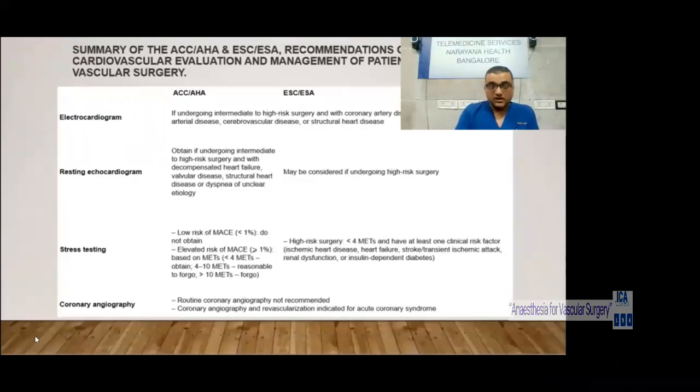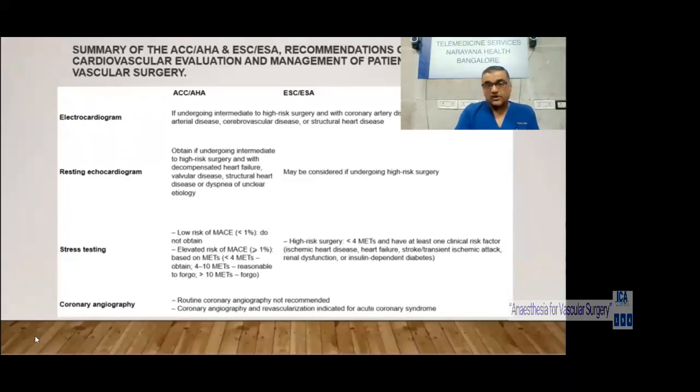For stress testing, the American Society has said that if there is a low risk of MACE, less than 1%, it is not required. If there is an elevated risk of MACE, greater than 1%, it is based on the METS. If METS is less than 4, it has to be done. If METS are 4 to 10, then it is reasonable to forego. And if the METS are more than 10, it is not required.